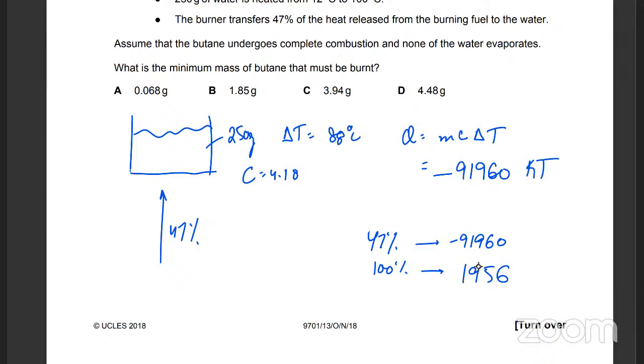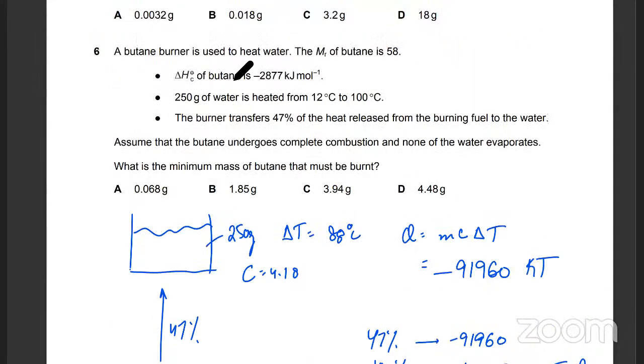659, yes. 0.57. Remember that's in joules, right? It's simple ratios, crisscross. 47% of the energy actually goes over here. So the 100% of the energy that is produced by butane at the bottom, that's this. We found that. And remember, this is in kilojoules. So if I want to convert it into kilojoules, it's going to be minus 195.